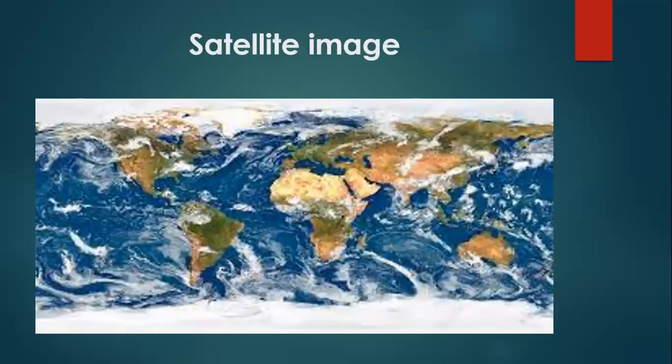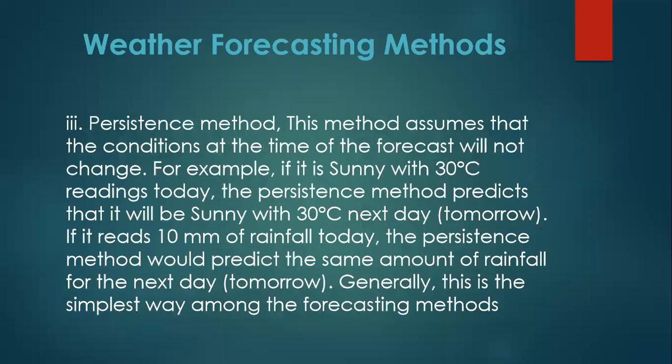Now, here is a simple illustration of a satellite image. Moving on, the third weather forecasting method is the persistence method. This method assumes that the conditions at the time of the forecast will not change. Take an example. If it is sunny with a reading of 30 degrees centigrade today, the persistence method predicts that it will be sunny with 30 degrees tomorrow. If it reads maybe 10 mm of rainfall today, the persistence method will predict the same amount of rainfall for tomorrow. So from such an example, this method is the simplest way among all the forecasting methods.